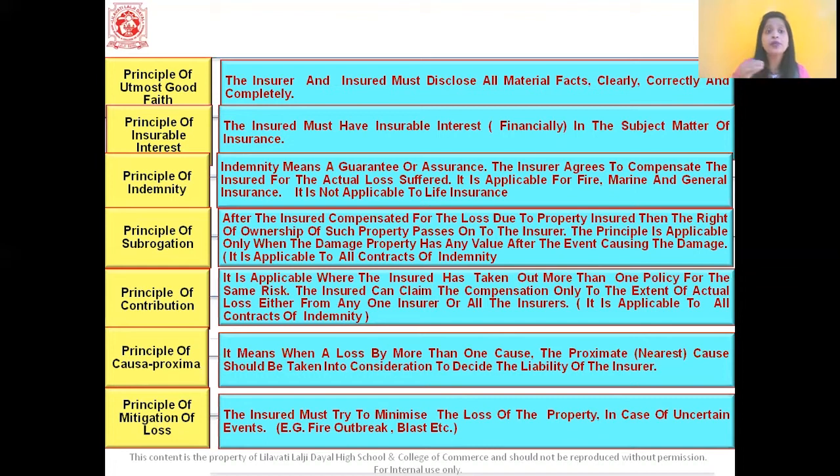Next one, principle of insurable interest. So what is insurable interest, students? The insured must have insurable interest, financially, as a subject matter of insurance. The subject matter should be of insurable interest, that is money.